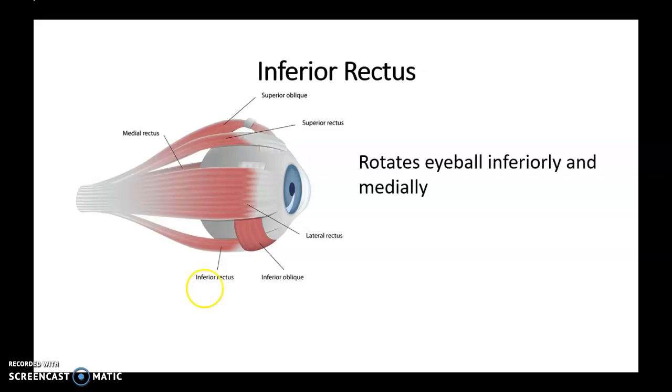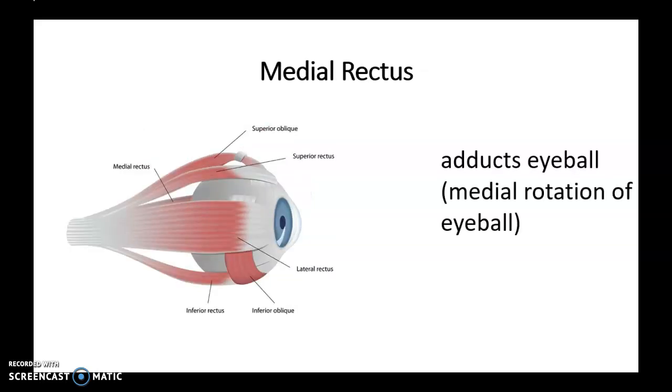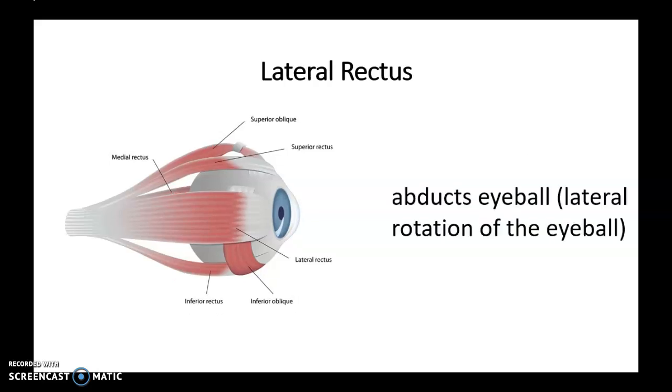Then we have inferior rectus right here. The inferior rectus rotates the eyeball inferiorly and medially. Then we have medial rectus, which is this one right here in the back. We don't see it quite well here. That's a medial rectus. It adducts, meaning it moves the eyeball towards the midline of the body and helps in medial rotation of the eyeball. Next we have lateral rectus, as shown here. This big muscle is lateral rectus. It abducts the eyeball, meaning it moves the eyeball away from the midline of the body and helps in lateral rotation of the eyeball.